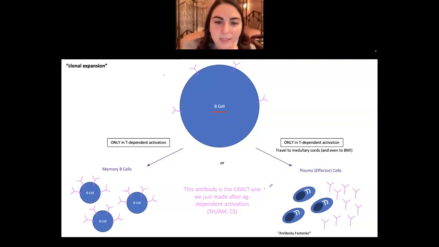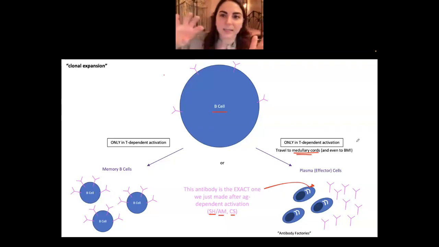And I have here too, this is the exact one we just made after that antigen dependent activation. So both somatic hypermutation, affinity maturation, and class switching. So whatever the last final antibody is, after it goes through all that fine tuning and everything, then the plasma cells are going to start secreting it. And remember, plasma cells are the ones that are in those medullary cords. Remember, we talked about anatomy on Monday. Plasma cells can be found in the medullary cords. I remember that because as the B cell is leaving, it gets closer to the medulla, and the plasma cell is basically a more mature B cell.